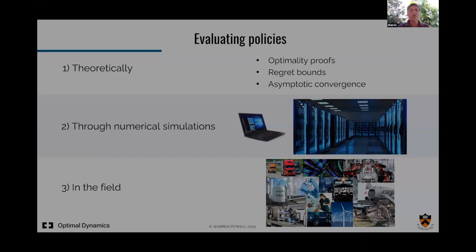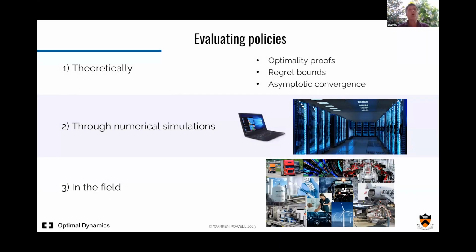Now, one thing that we're going to have to do is to evaluate a policy. There are three broad strategies. The journals are full of theoretical proofs, optimality proofs, regret bounds, asymptotic convergence. And my students have written a bunch of these papers. They're a lot of fun. However, once you start getting to realistic problems, you're probably going to end up doing some numerical simulations, maybe using a big cloud computer, but laptops are pretty powerful. And there's a bunch of problems where you probably just cannot write a simulation, and you're going to have to evaluate it in the field. And so sometimes we have learning by doing, whatever method you like to use.